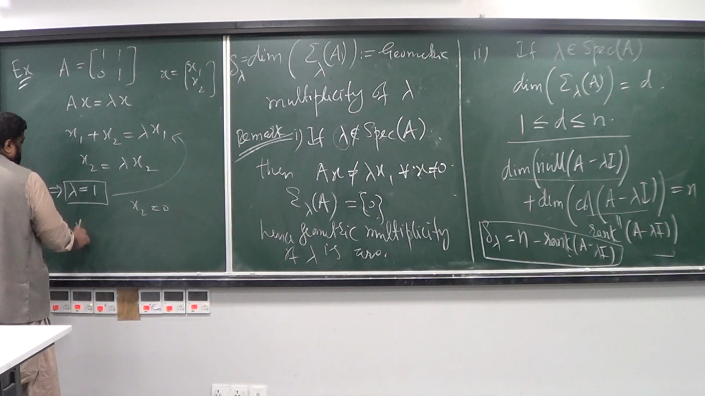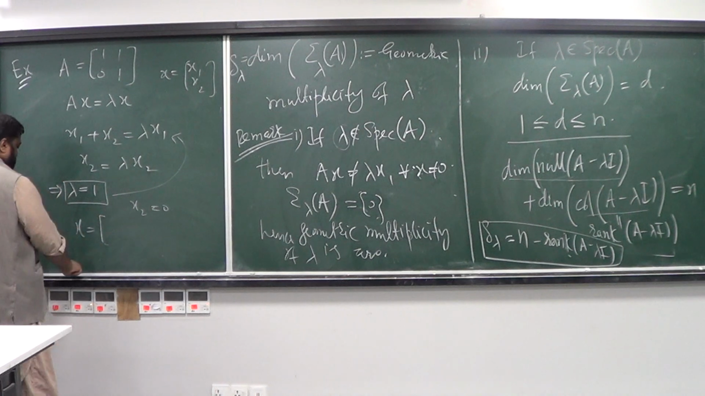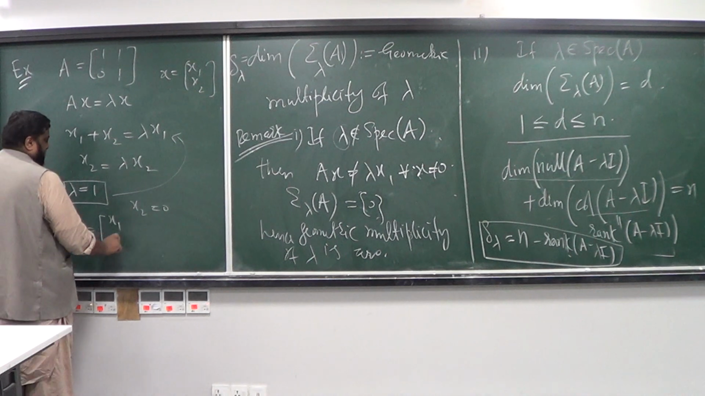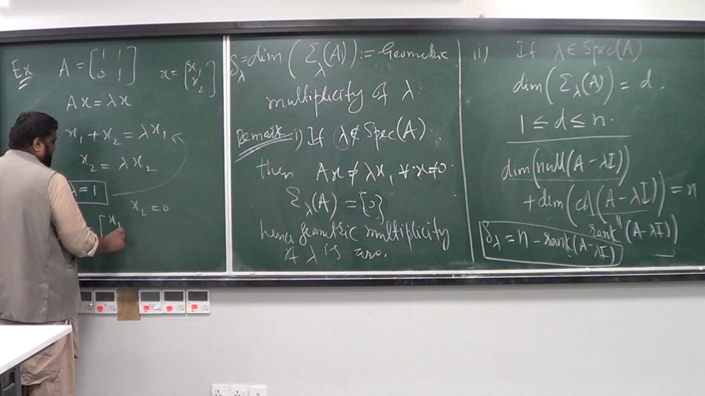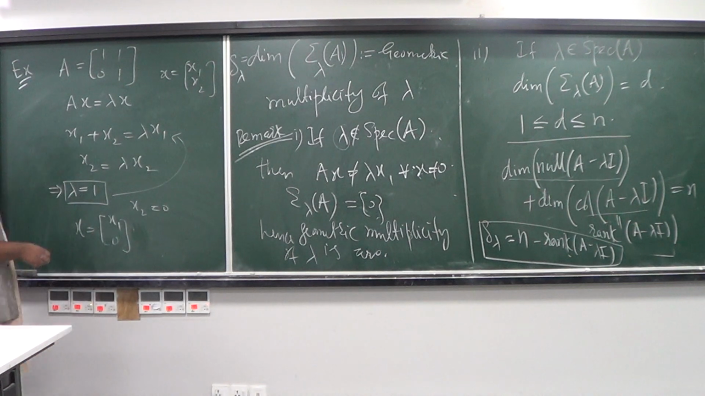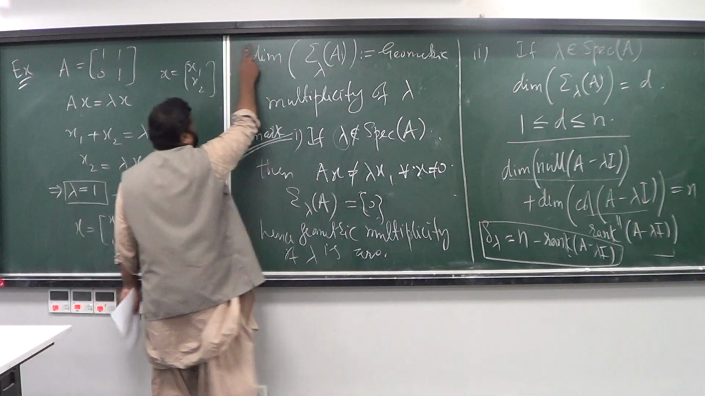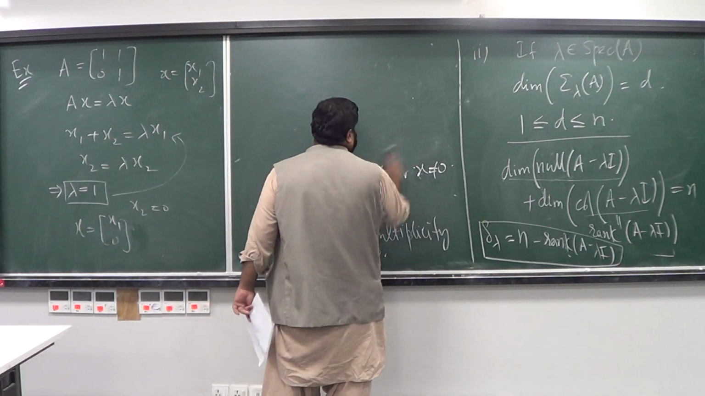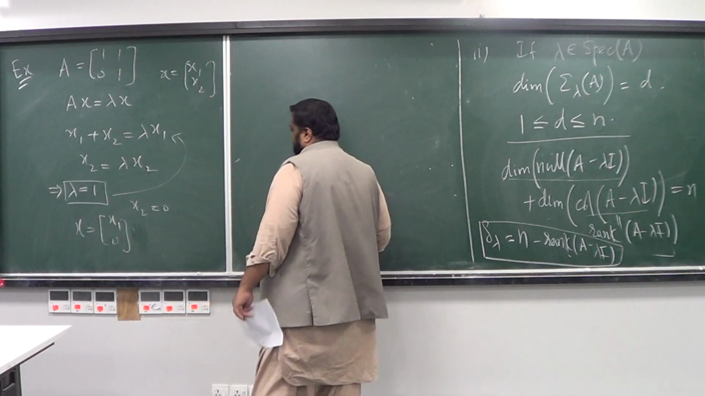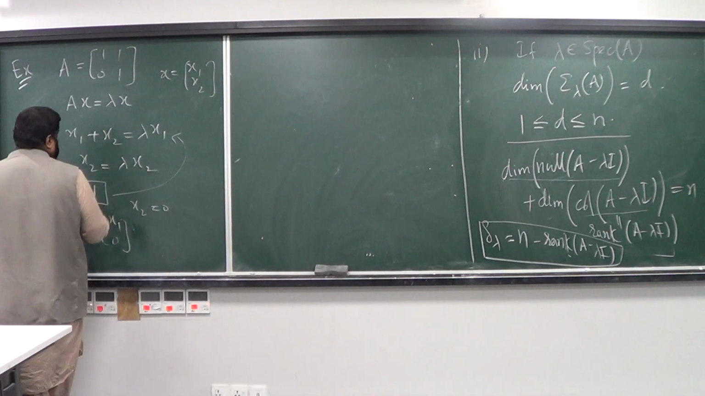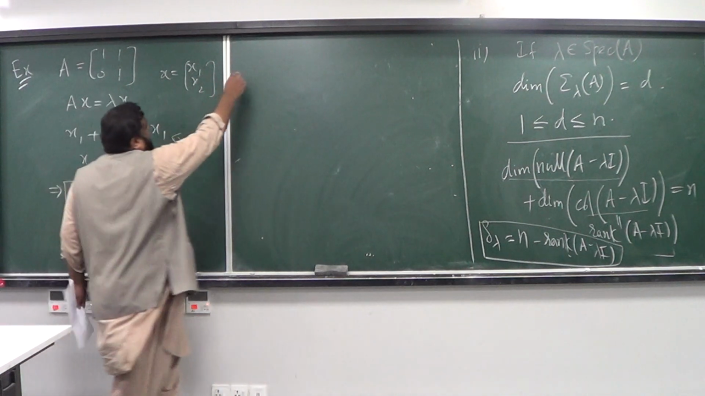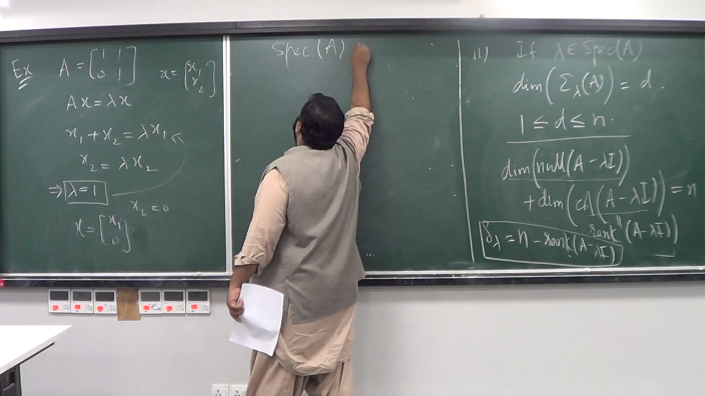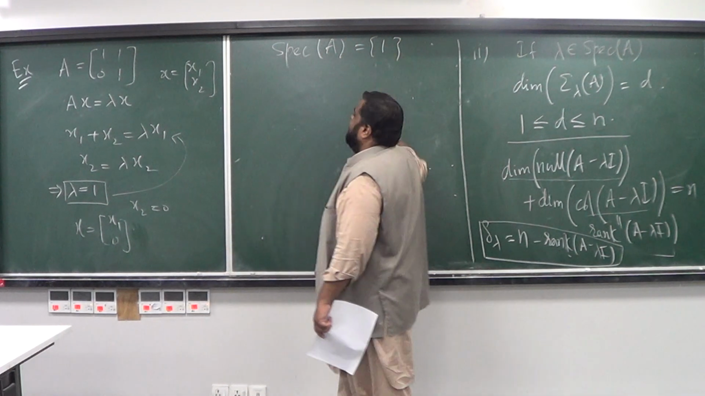So the eigenvectors corresponding to the value lambda equal to 1 are x1, x2, in other words x1, 0. And what would be the eigenspace associated with this matrix? The eigenspace associated with this eigenvalue lambda equal to 1. By the way, there is no other value that you can have. So you can explicitly say that the spectrum of the matrix A is the set {1}.